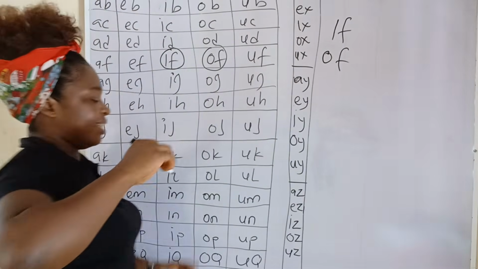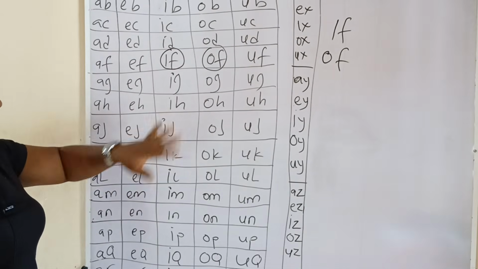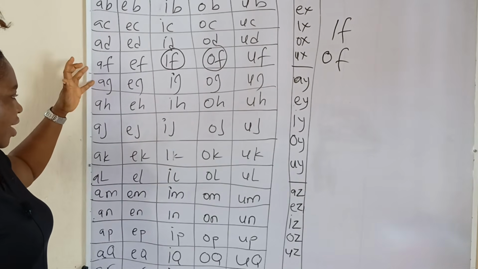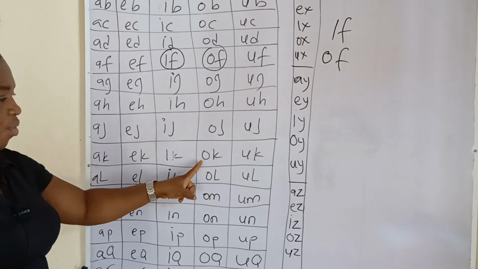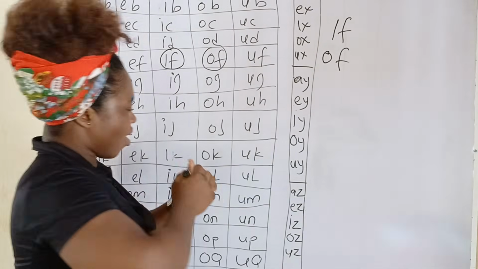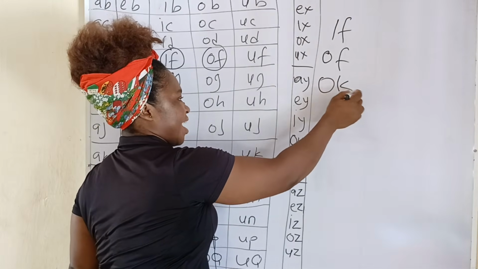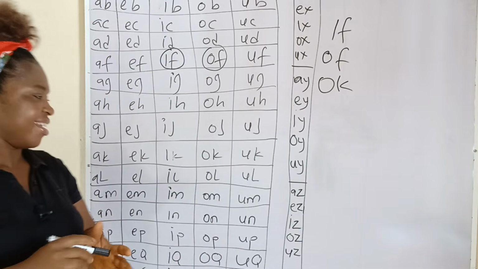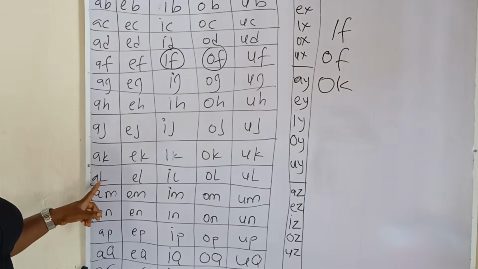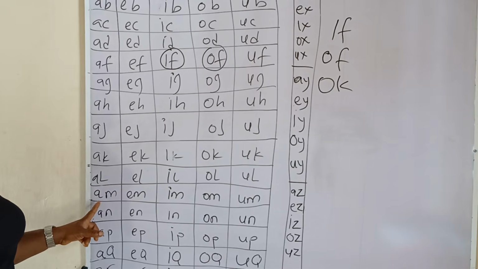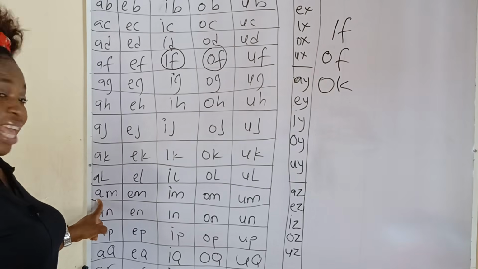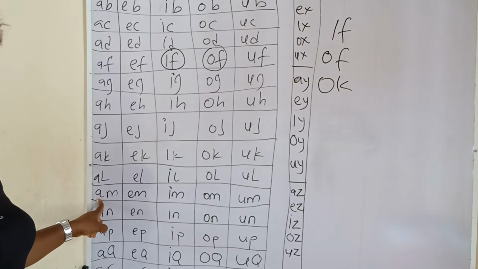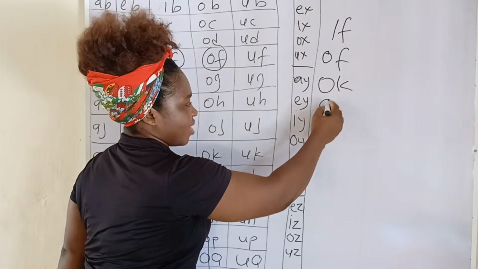Now, do we have any other there? None again. Let's move to the next one. We don't have any here. None here, none here. And right here we have okay. Okay. Are you okay? Are you okay? So we have okay. And again, we move to this. We don't have any. We have this, A-M. How do you pronounce this? Is it am or am? It is am. Okay, so that's the fourth one.